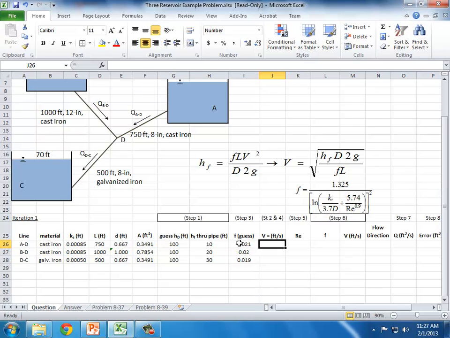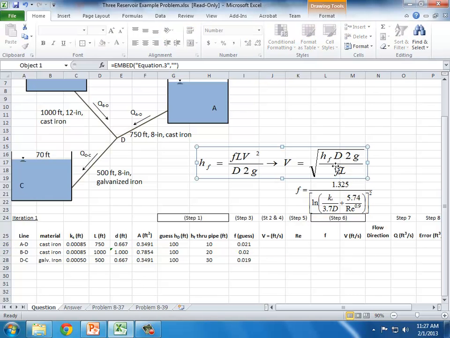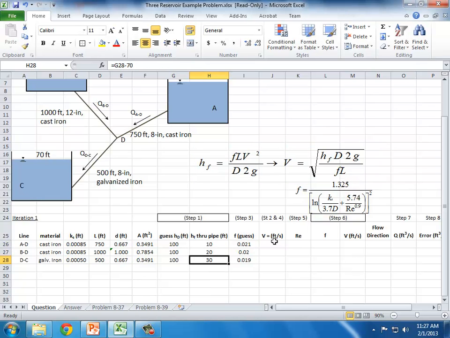Okay, so what will be the velocity if that is the F value? You can see that here on screen I've rearranged the Darcy-Weisbach equation to solve for velocity. So h sub f is known, that's this column that we defined here. The diameter is known, g is a constant, f I've just guessed, and the pipe length is also given in the problem statement. So for each of these I'm going to calculate, if that's where the head at D is, and if that's the f value, what would be the velocity.